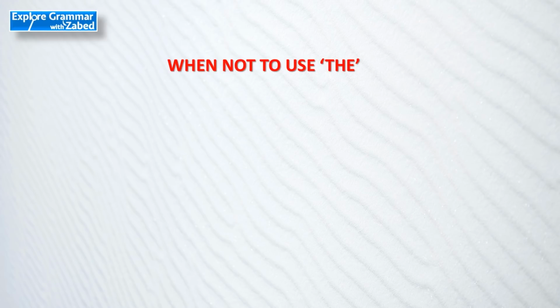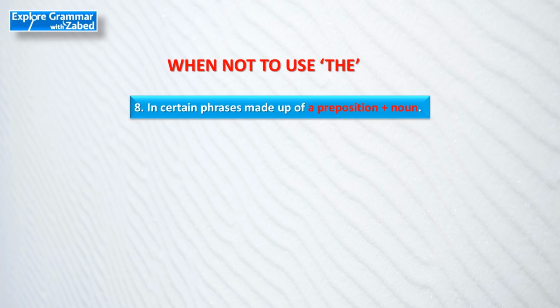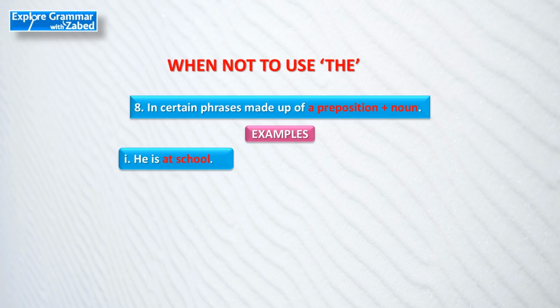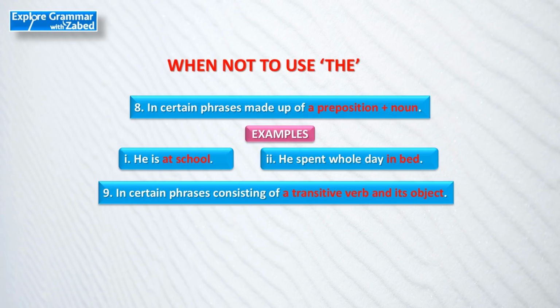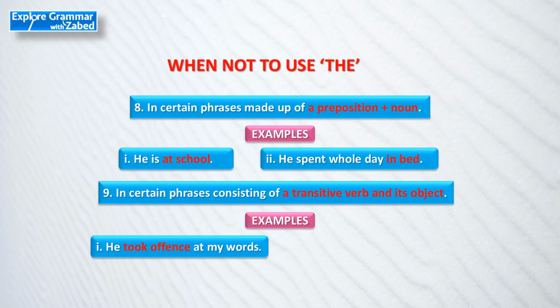Don't put article the before certain phrases made up of a preposition and noun. For example, he is at school. He spent the whole day in bed. Again, we must not use article the in certain phrases consisting of a transitive verb and its object. For example, he took offense at my words. She left home in the morning.